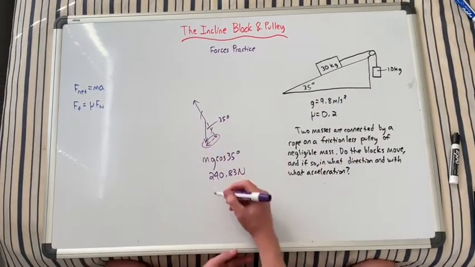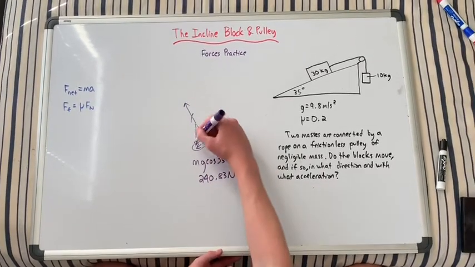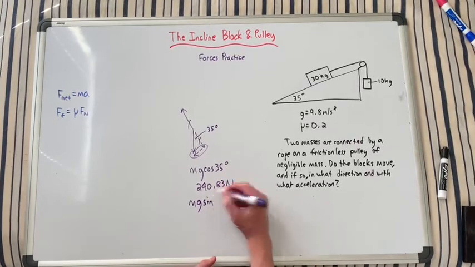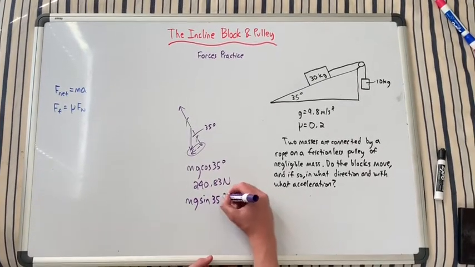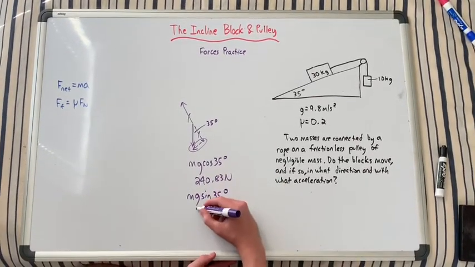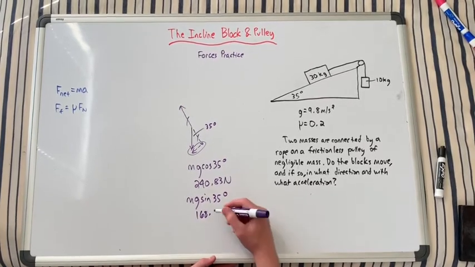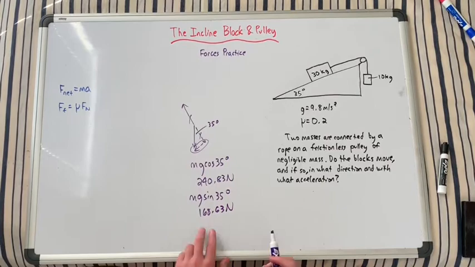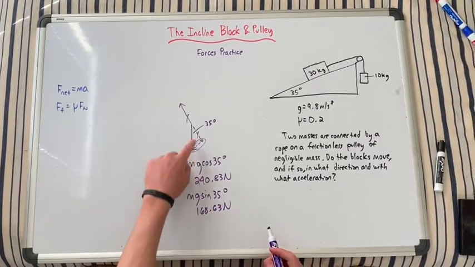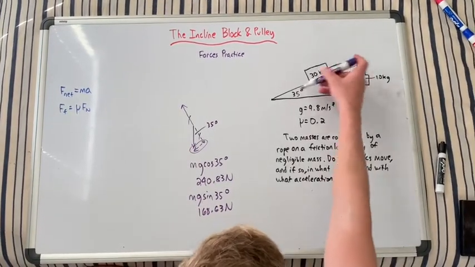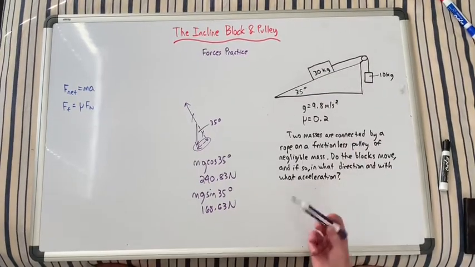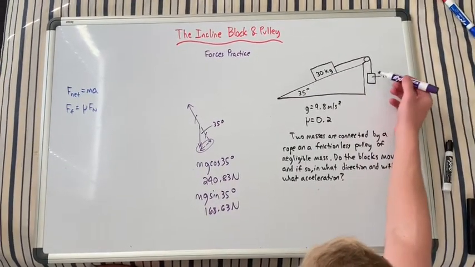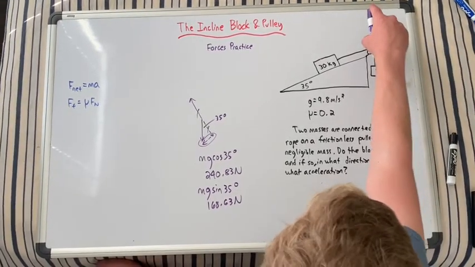So now we want to find the component that is actually causing movement down the ramp, this one right here. And that is going to be the hypotenuse, which is mg sine of theta, which is 35 degrees. And from that, we get roughly 168.63 newtons. So now, this is the force due to gravity that is causing this block to want to slide down the ramp. Because these blocks are connected, we now have to compare it to the force of gravity on the second block that wants to cause it to fall.